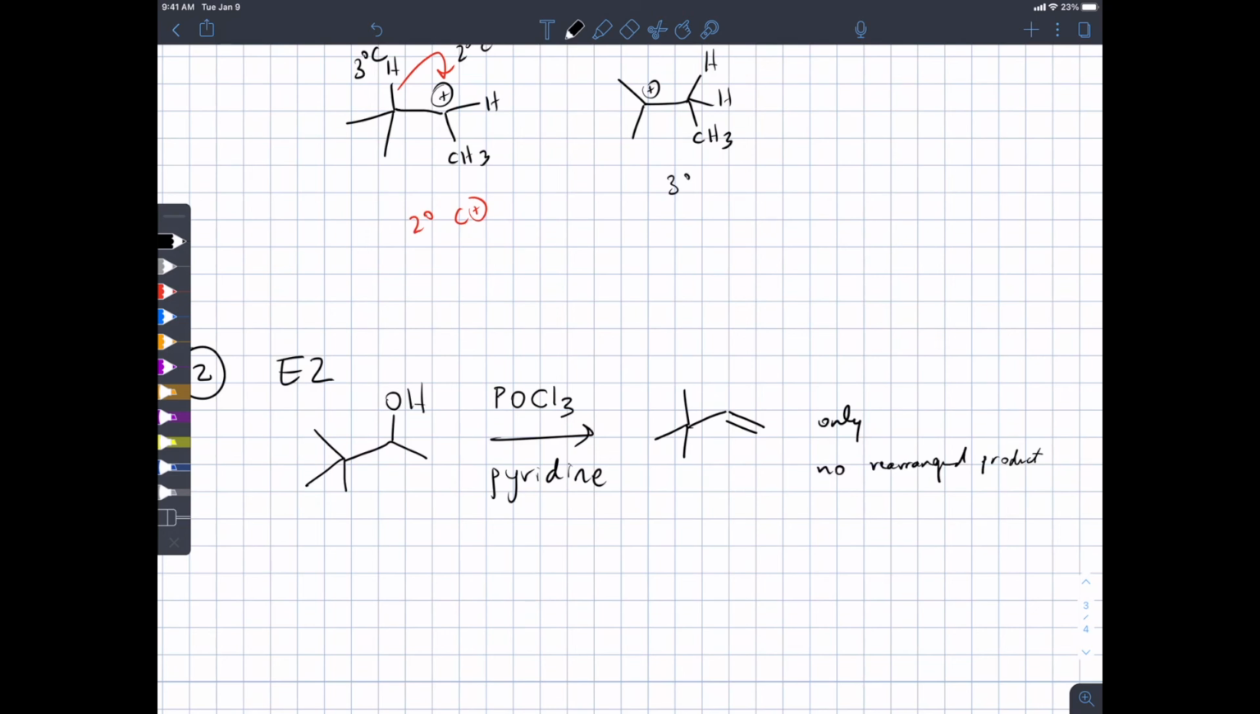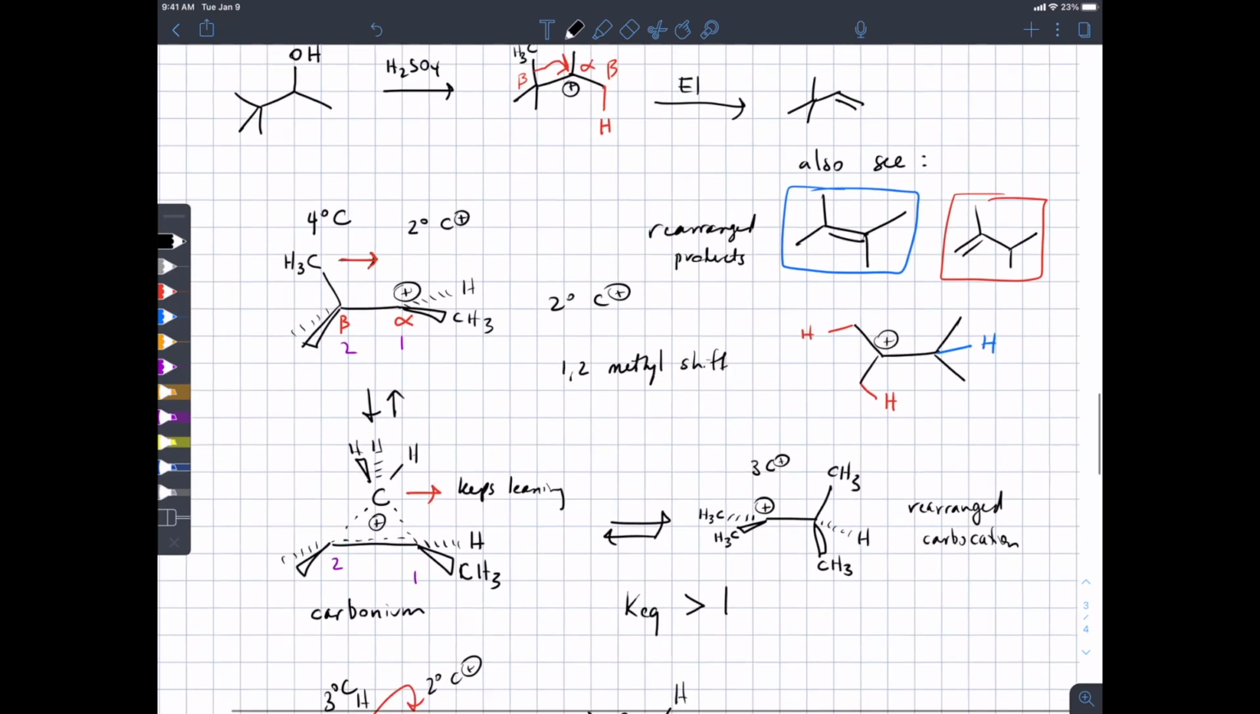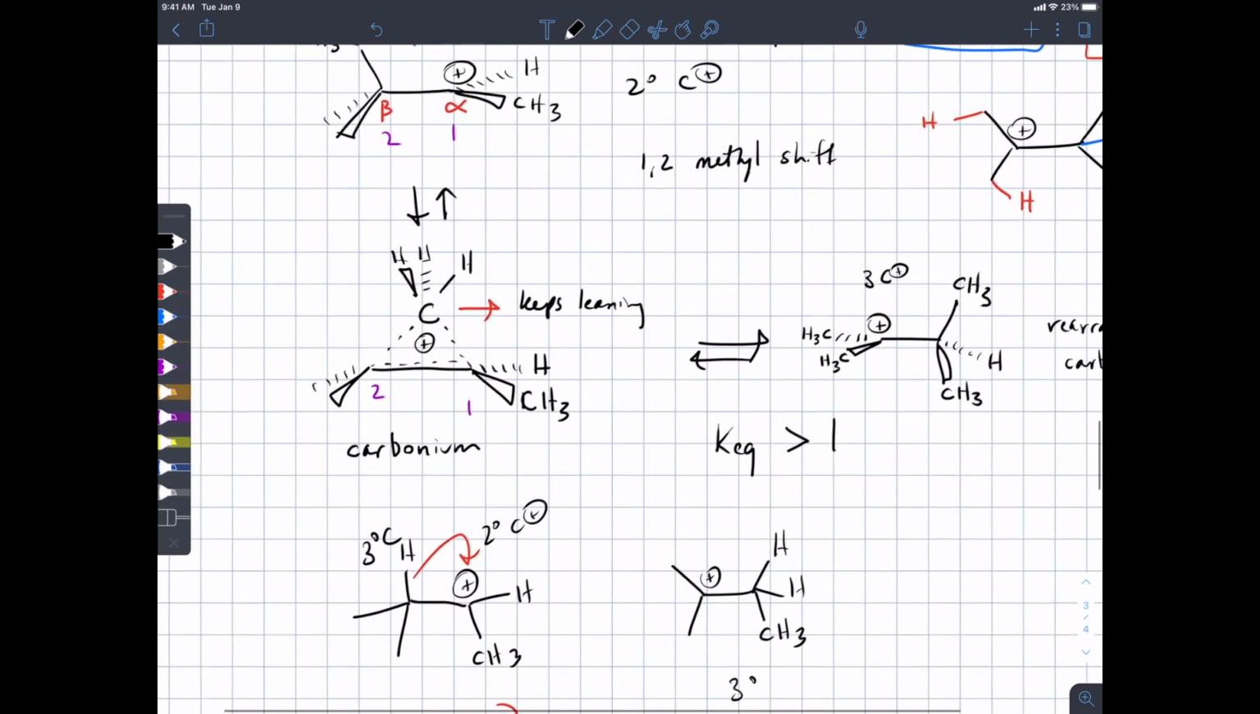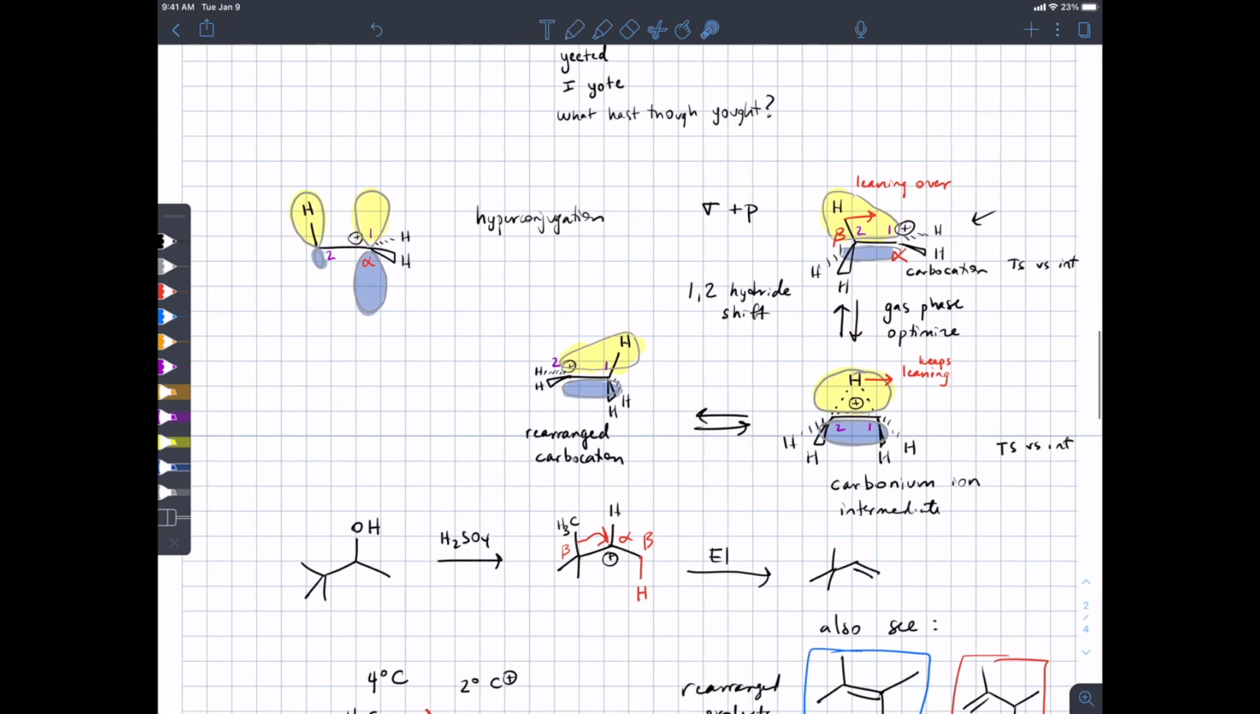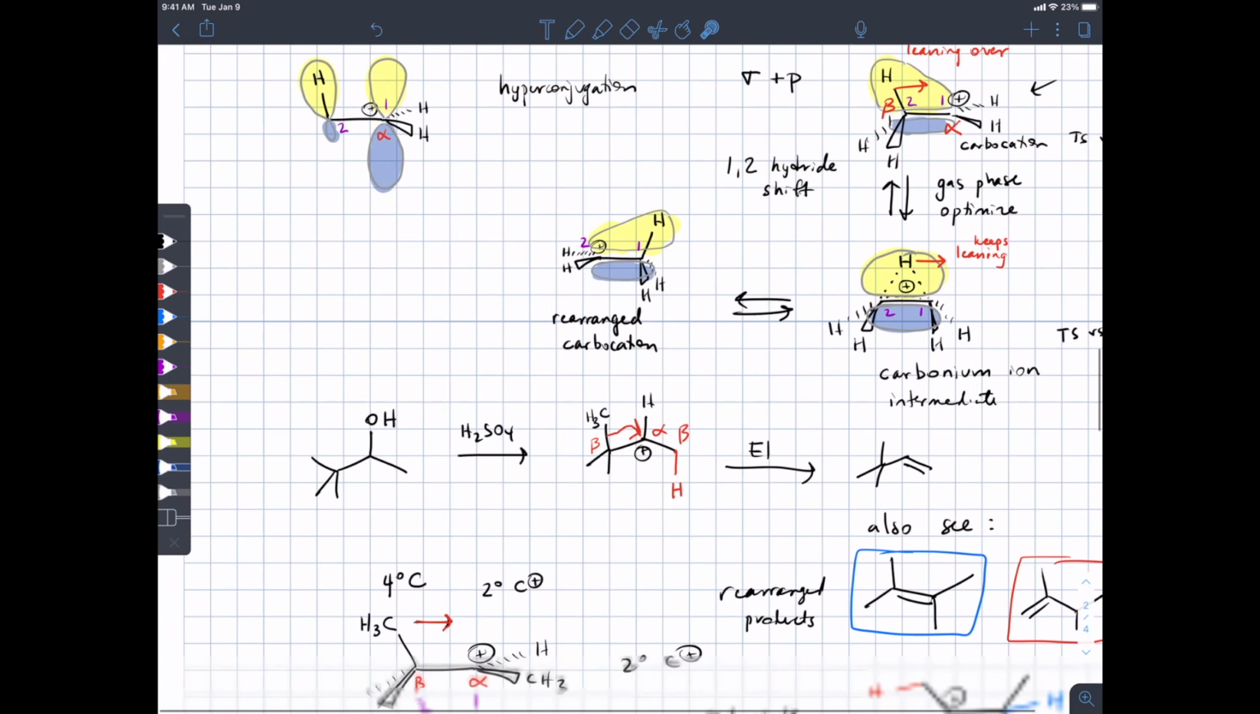Go ahead. There's a question in the chat. Are carbonium ions similar to resonance structures in a way? Well, let's look at it this way with the simple drawing. Anytime you move atoms, it's not a resonance structure. So this carbocation and the rearranged ones are in equilibrium with each other, and they too are in equilibrium with the carbonium ion. You're moving an atom, so resonance doesn't apply.